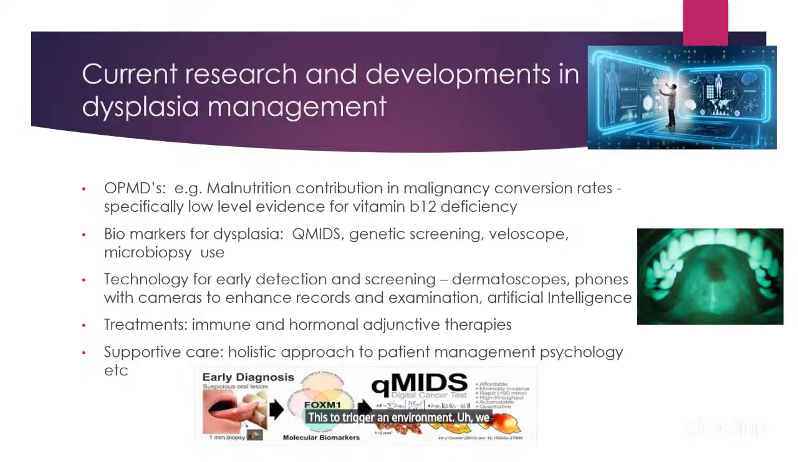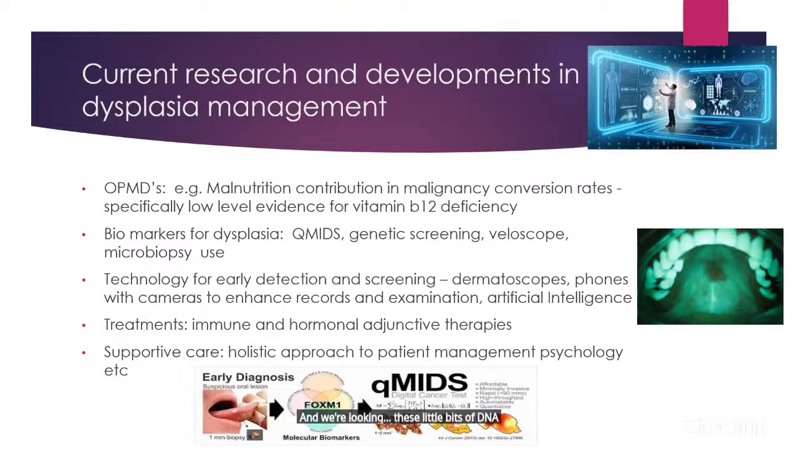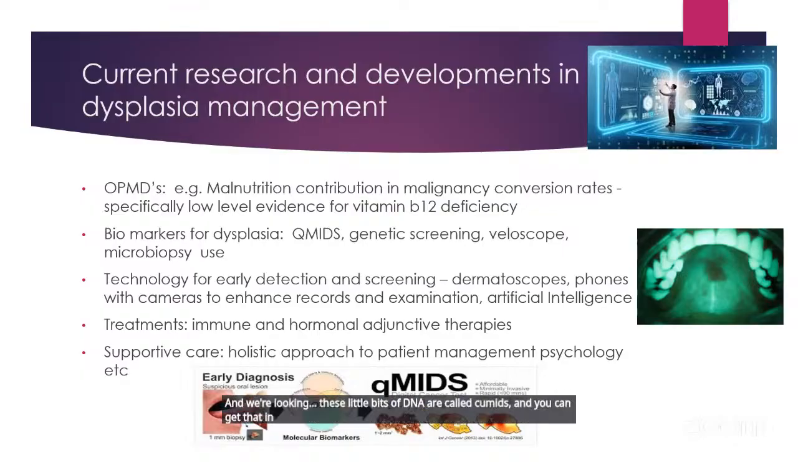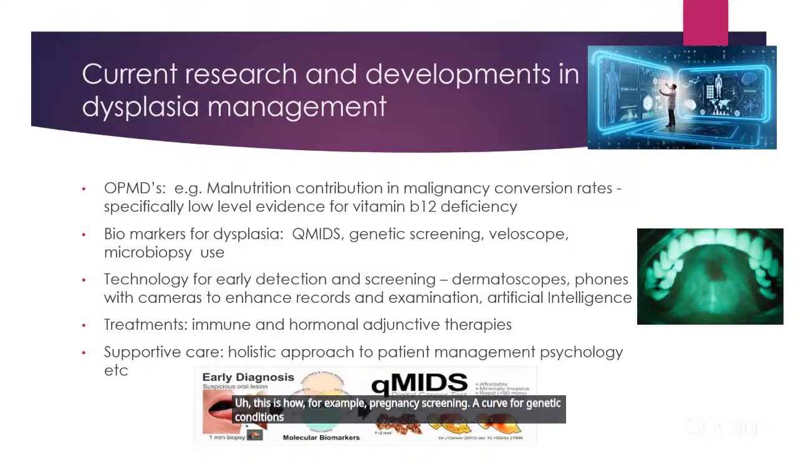We know that patients with disorders will release little bits of DNA into their bloodstream, and these little bits of DNA are called QMIDs, and you can get that in, say, a 20 ml volume of blood. This is how, for example, pregnancy screening occurs for genetic conditions in the fetus. The same process can be used to look at those cells that have the DNA that has the mutations that show dysplasia, for example, is happening.